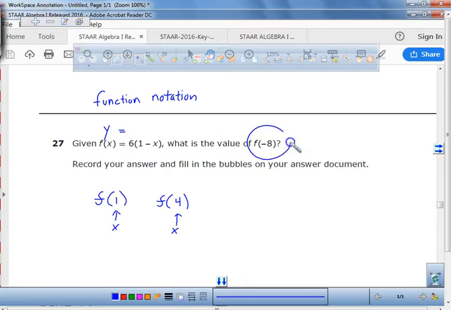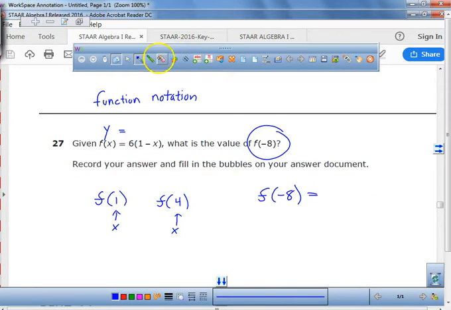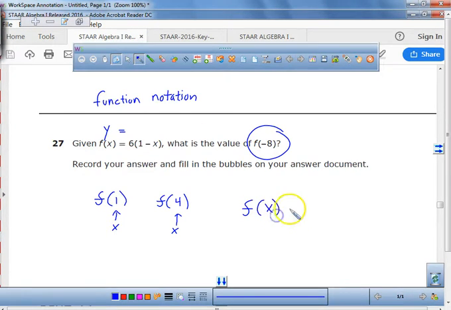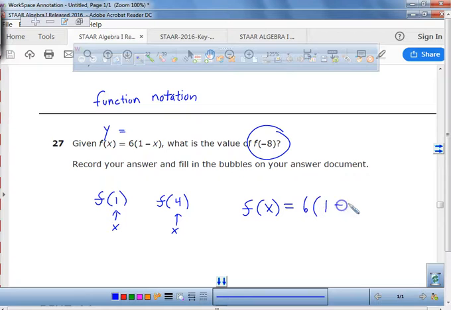But this one doesn't say that. It says, what is f of -8? What the heck is that equal to? That's what we're trying to figure out. So let's write down our function. If f of x equals, look up here, what's it equal to? 6, open parentheses, 1 minus x. If it says, what's f of -8?